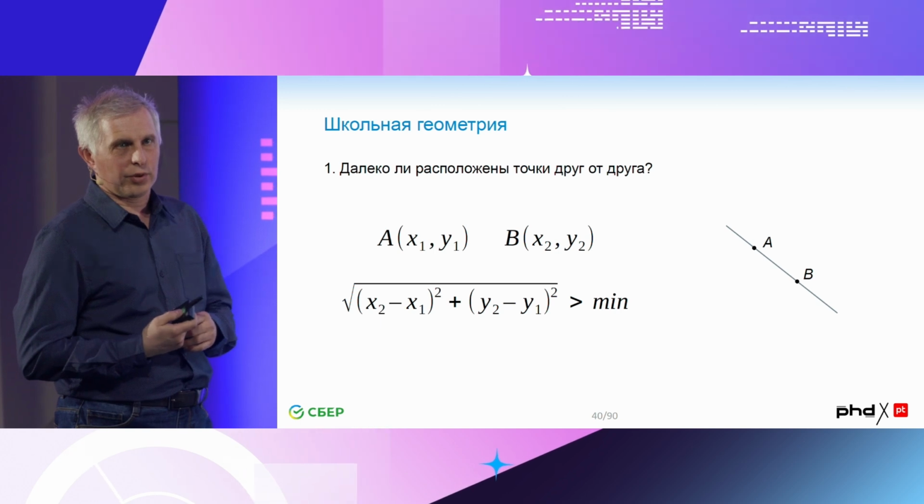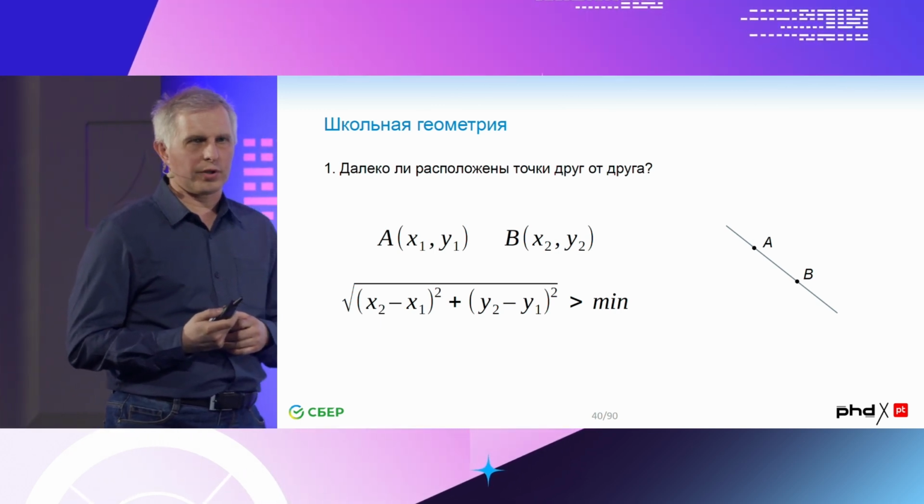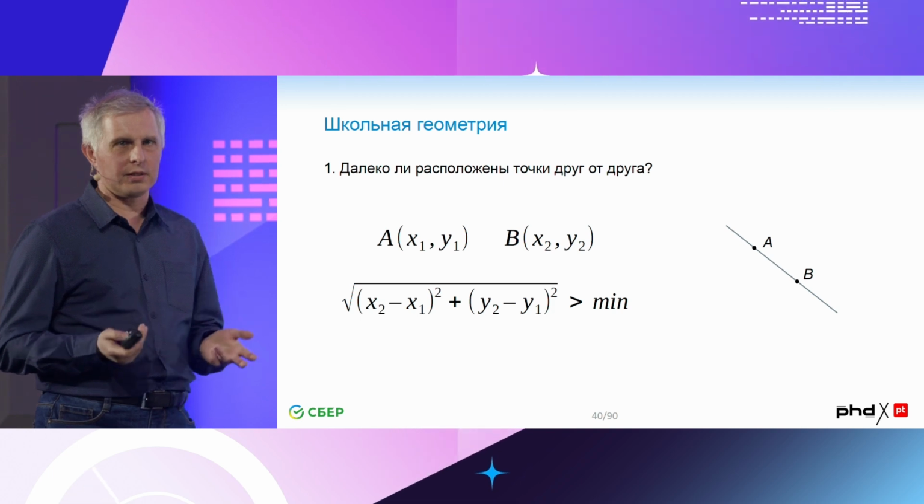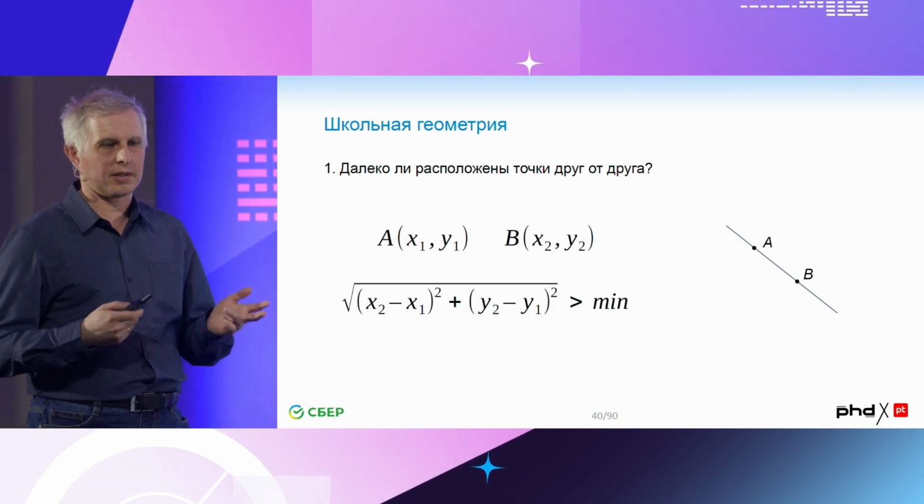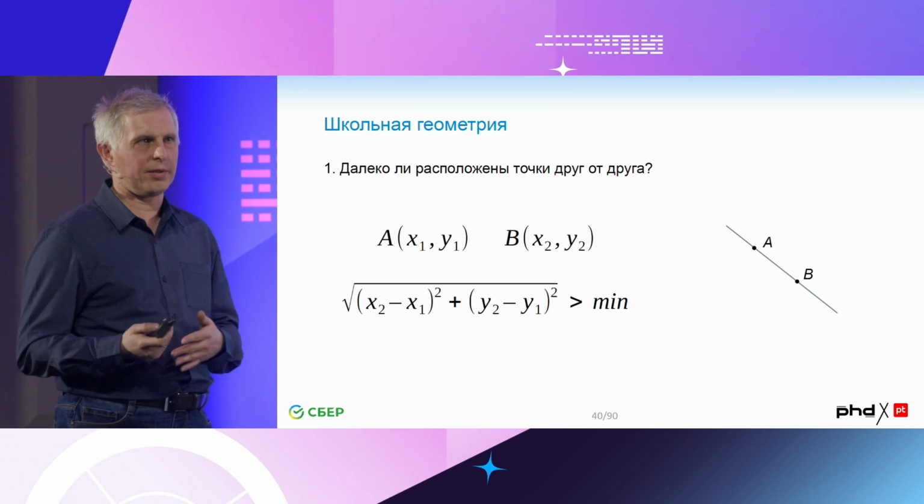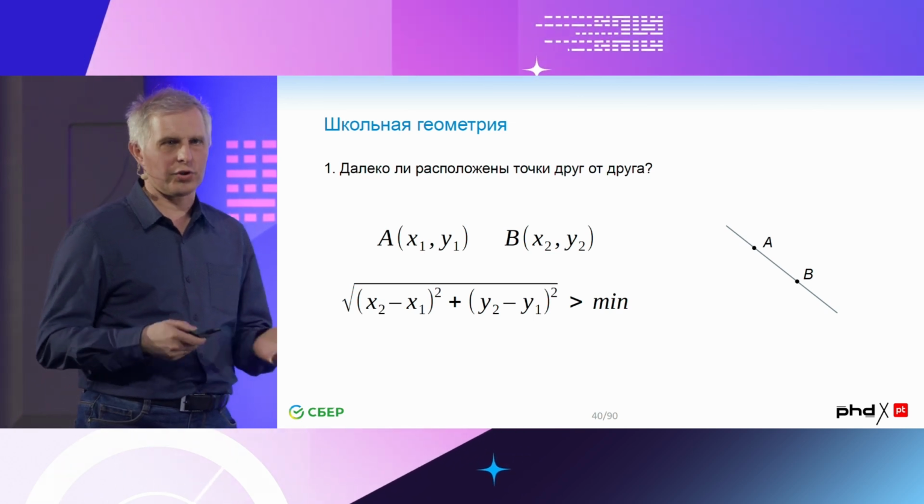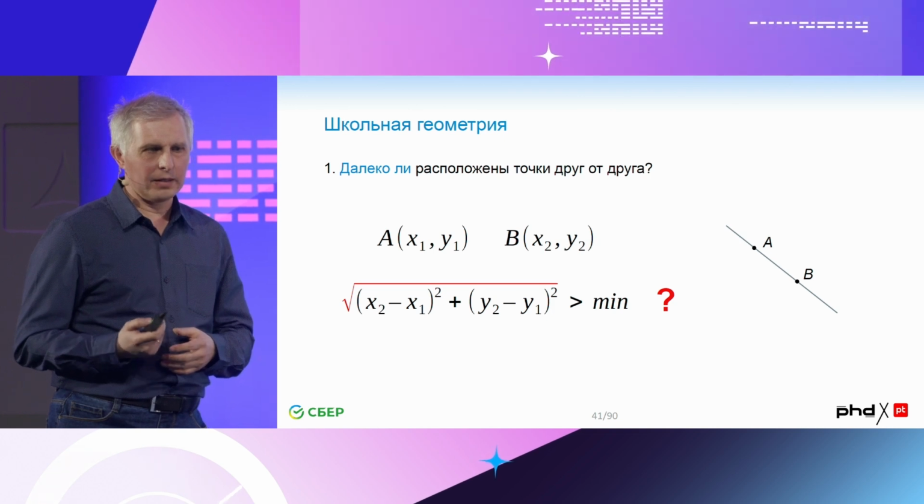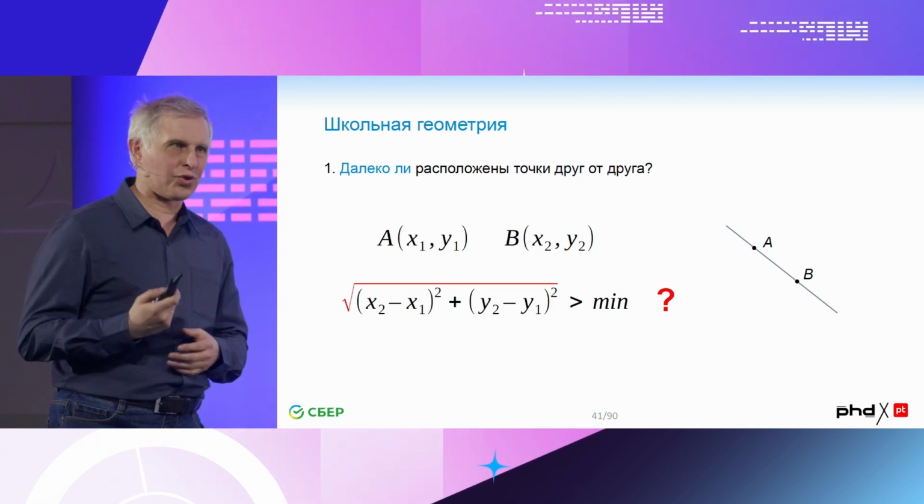points are far from each other and whether they are on a vertical line, almost vertical. First, we recall geometry, that there is a distance between two points. The sum of squares, and we compare it with a constant. Is it more or less? So let's look.